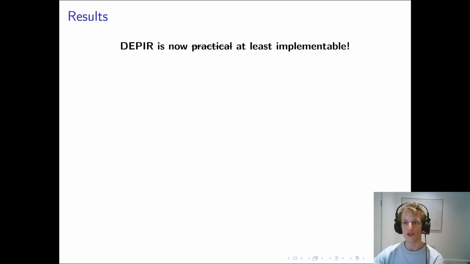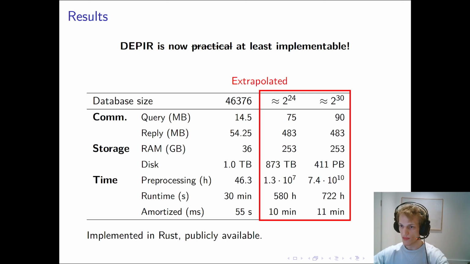Now I also don't want to hide from you the results of our implementation, even though they can't really be called practical, but still I think it's interesting to see how fast this scheme can operate in practice. We've run the scheme on an example database with 46,000 elements, which admittedly is quite small. The communication cost seems, well, high, but sane. The storage cost is in the order of magnitude of 1 terabyte, which also seems reasonable. The main problem is the runtime, which is 30 minutes to answer a single PIR query.